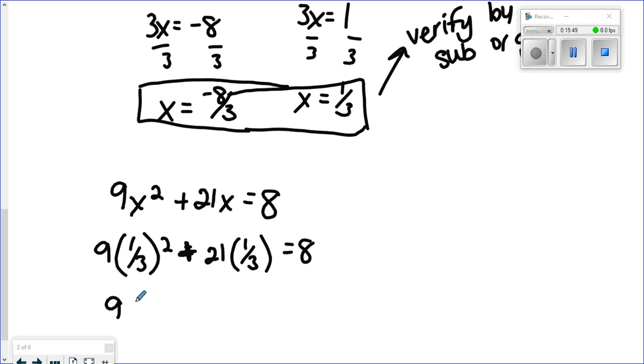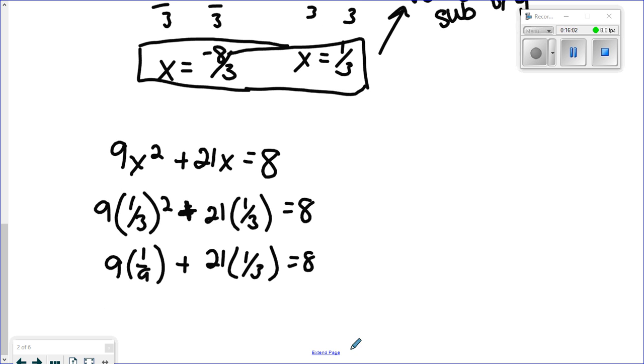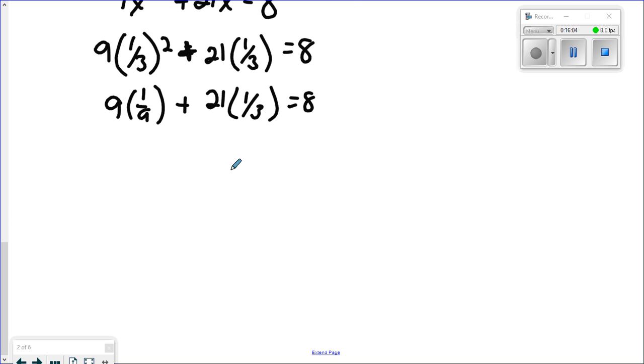So 1/3 squared is actually 1/9, plus 21 times 1/3 is equal to 8. And so 9 times 1/9 is 1. 21 times 1/3 is 7. 1 plus 7 is 8. 8 equals 8. We are happy. You can try substituting that other one, but I think that's already enough for me. So that's the first part of solving algebraically.